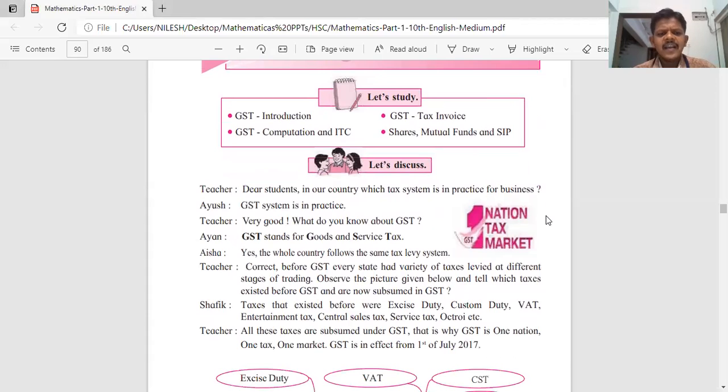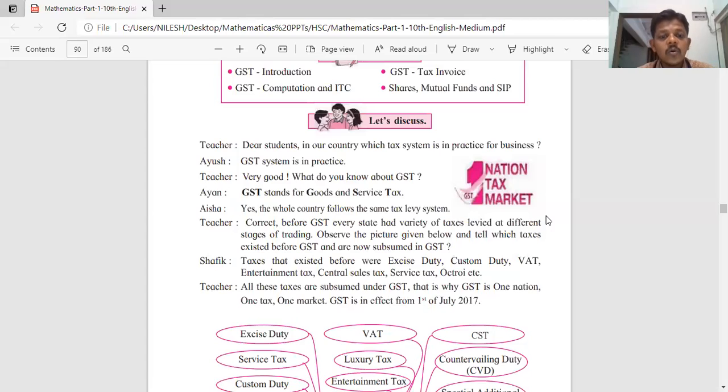So let's discuss. In a class, the discussion was going. The teacher says, dear students, in our country, which tax system is in practice for business? GST system is in practice for business. This is what Ayush answers. Teacher says, very good. What do you know about GST? Yes, GST stands for Goods and Service Tax. Yes, the whole country follows the same tax levy system. Correct. Before GST, what we discussed yesterday, every state had a variety of taxes levied. Levied means what? Charged at different stages of trading.